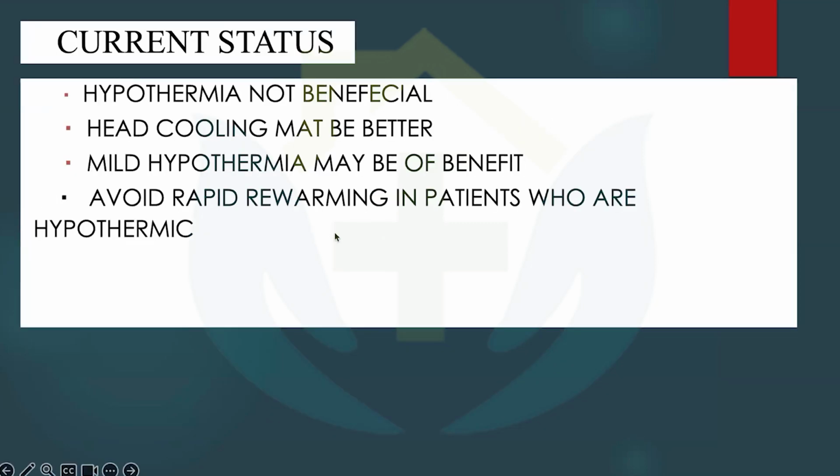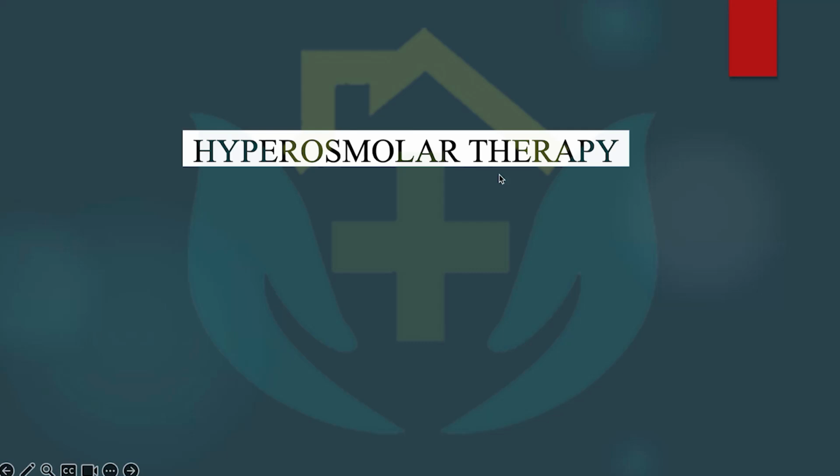There is one trial which showed that head only cooling has some neuroprotective effects. So post traumatic brain injury, you can go for cerebral only cooling. But if the patient is not having a temperature rise, you can just let it be. And if the patient is already hypothermic with severe brain injury, just keep the temperature like that. Don't rewarm the patient. Avoid rewarming in patients who are already hypothermic. Done with the temperature part.